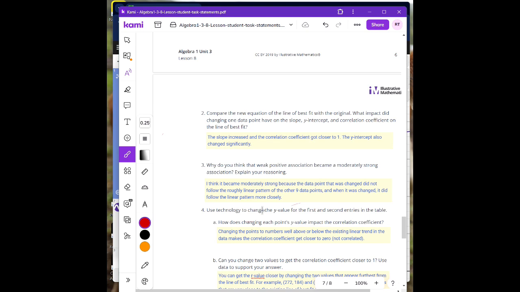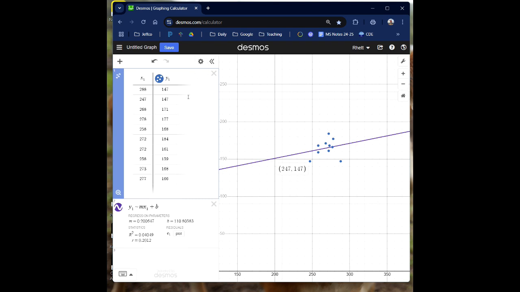And explain your reasoning. So let's just go back really quick and take a look at the graph here. Over here we have the point that we're looking at, 288 and 147. That's this point right here. And so what they're saying is, let's go ahead and change this to 188. Before we do that, come down here, take a look at our correlation coefficient of 0.2.